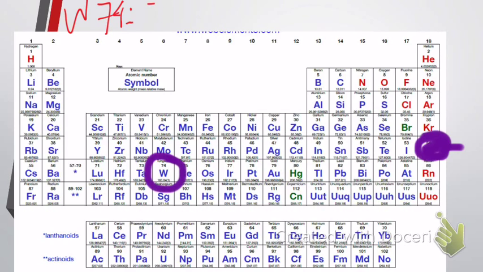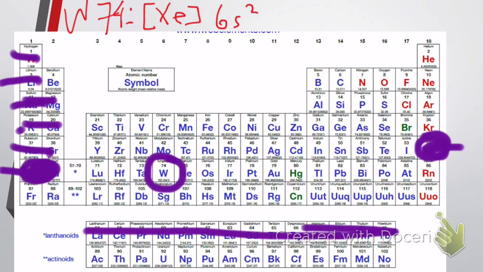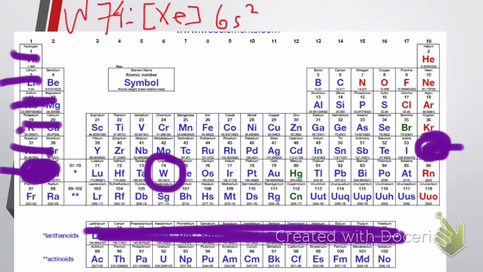Let me change back to the pen. So in square brackets we put xenon. Then we just have to put how it's different than xenon. So the way that's different is it's going to have 1, 2, 3, 4, 5, 6. It's in the sixth row. So it's going to have 6s2, because the 6s2 gets rid of these two. Then we got to cover all 14 of these. Those are the f orbitals or subshells. And so, therefore, that's the 4f14.